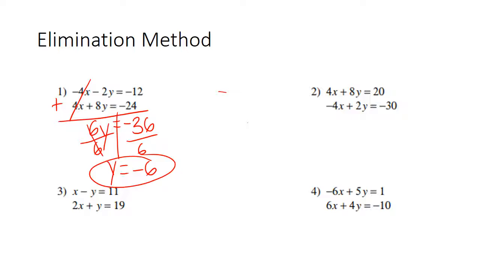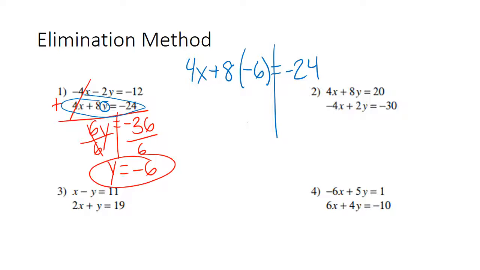Now, the way I do this is I can use either the top or the bottom equation. I'll use the bottom equation because it doesn't have negatives. All right, you could choose either one. So I'm going to replace the y with negative 6. And so this is what it'll look like. 4x, that didn't change, plus 8, and I replace the y here with negative 6, equals negative 24.